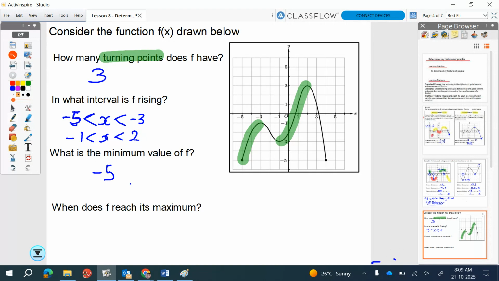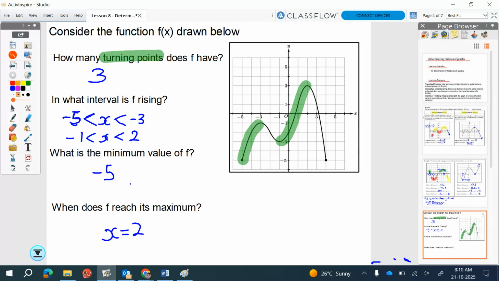So notice that there's a difference in the wording of these 2 questions. The first one is, what is the minimum value? And this one says, when does it reach its maximum? So this one says, what is the extreme value? And this one says, when does it reach its extreme value? So in this case, when is an x value. So when does it reach its maximum value? This one is x equals 2.